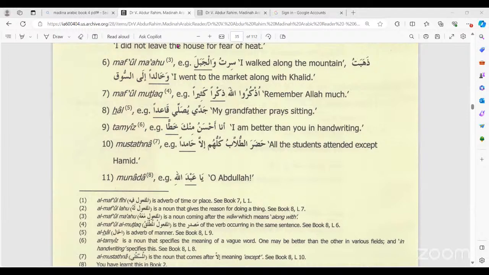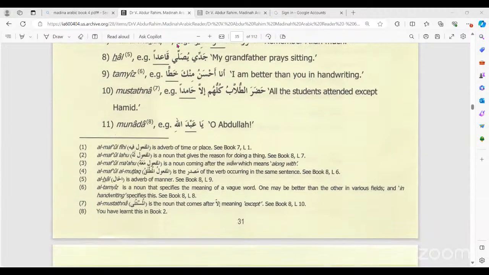I think the Medina book is explaining it. Yes, absolutely. So it's a further clarification of the sentence. For example, if one child is taller than another child, that also comes under tamiz. So if it's coming in a sentence, that is called tamiz. And I'll give you examples of tamiz as well, just to refresh your memories.